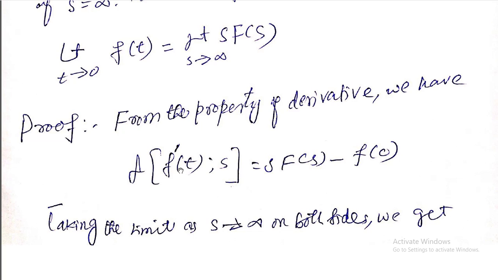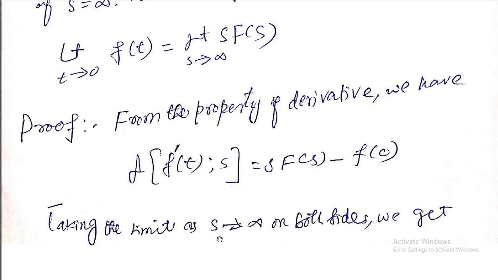So when we take the Laplace transform of dy by dt or df by dt, it will be s F of s minus f of 0. So this is the formula: the Laplace of the first derivative of the function with respect to time is s F of s minus f of 0. So this is the Laplace of f dash of t.